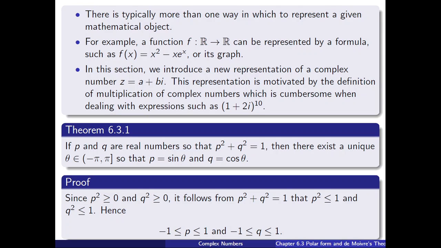So I'm sure you might have noticed that typically there is always more than one way in which to represent a given mathematical object. So for example, if you're given a function f, you can represent it by a formula such as f of x is equal to x squared minus x e to the x, or it can be represented by its graph, right?